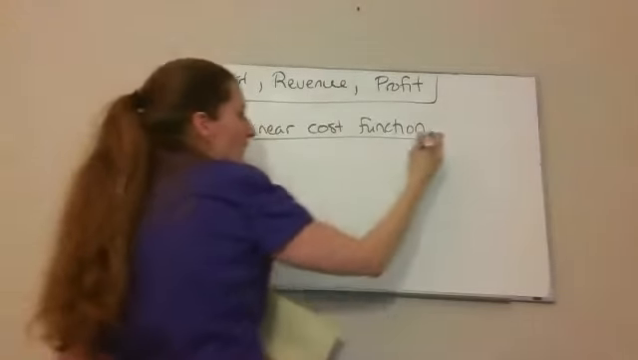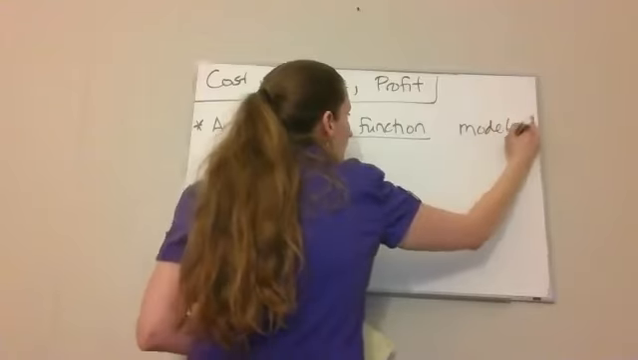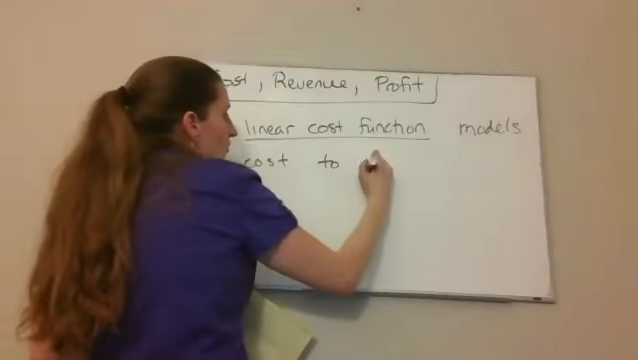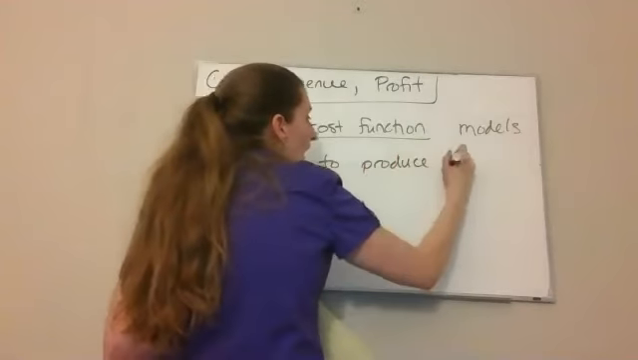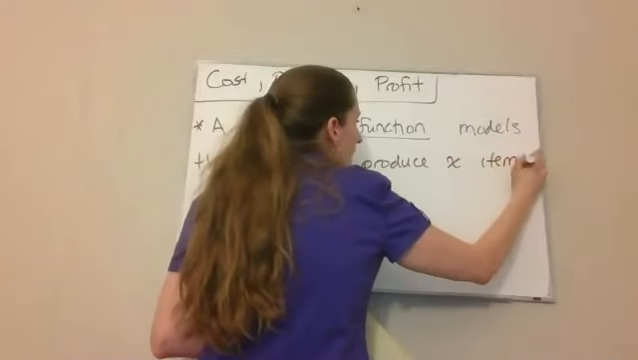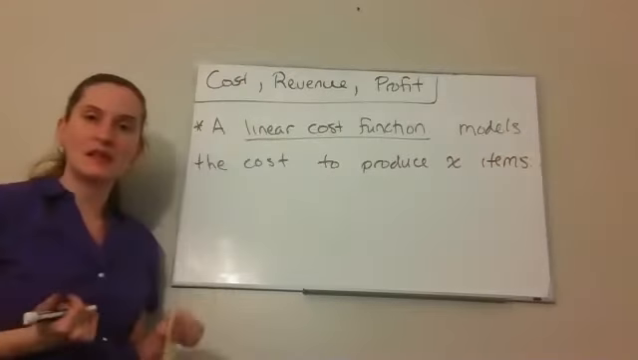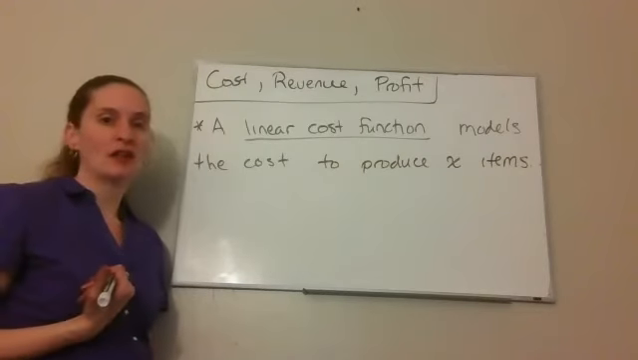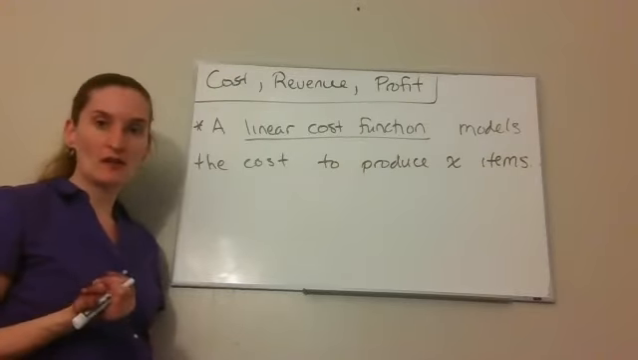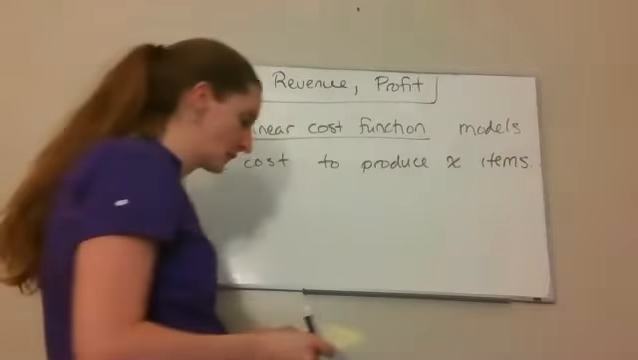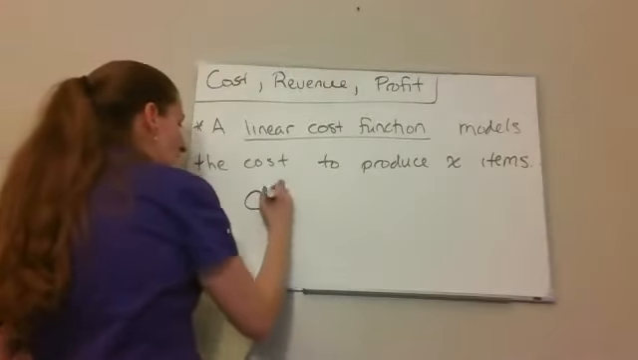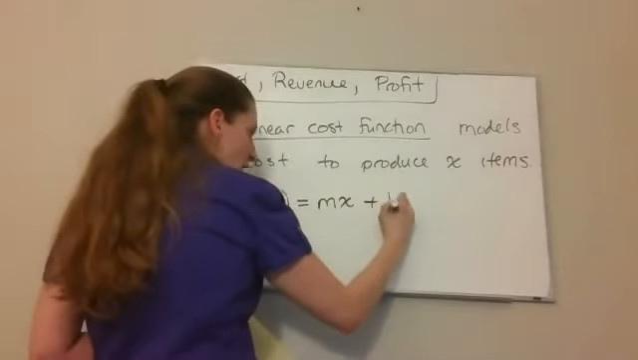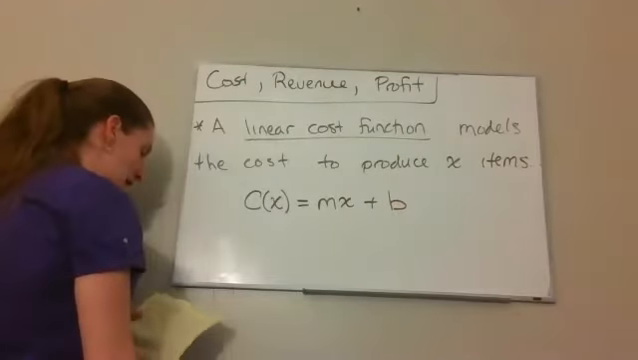A linear cost function models the cost to produce X items. So for example, let's say that you are running a business and you sell bicycles. You would have a linear cost function to model the cost of producing these bicycles. So a function like that would look like C of X equals MX plus B. I know it looks like that because we set it linear.